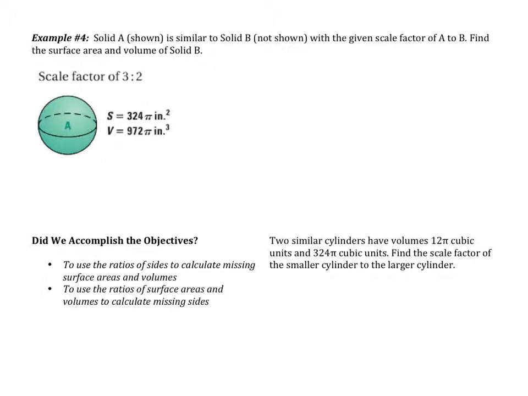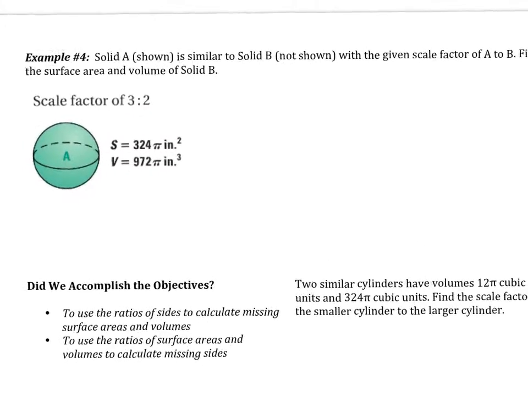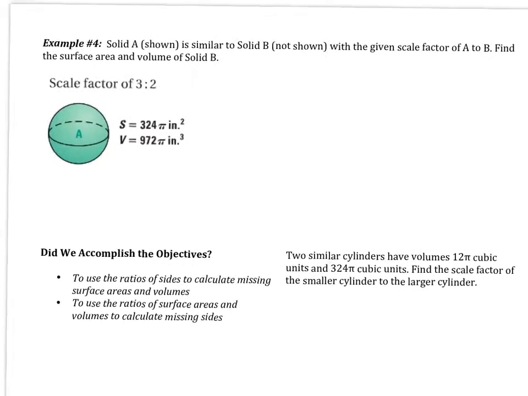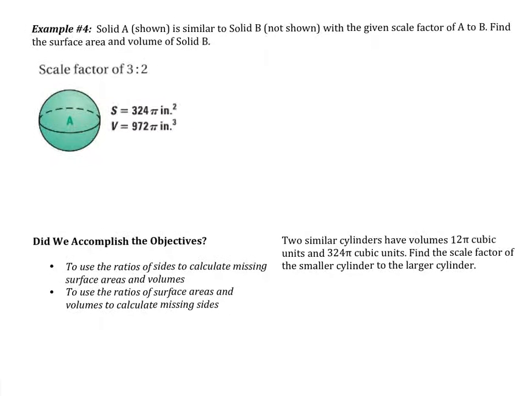Let's go to example number 4. This is the one I want to do, only because it's pretty much the same question. They gave us a scale factor of 3 to 2. They didn't picture both of the figures, but they gave us the scale factor, and then they gave us the surface area and the volume. Our goal is to find the surface area of B and the volume of B. Understand that when they put it as 3 to 2, they're saying A to B.